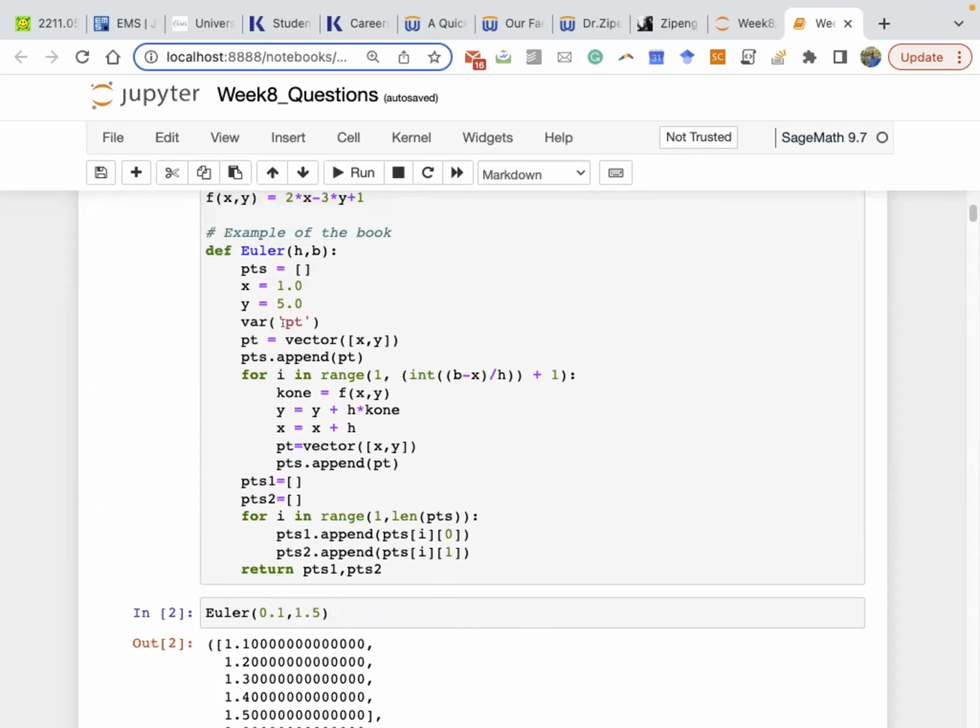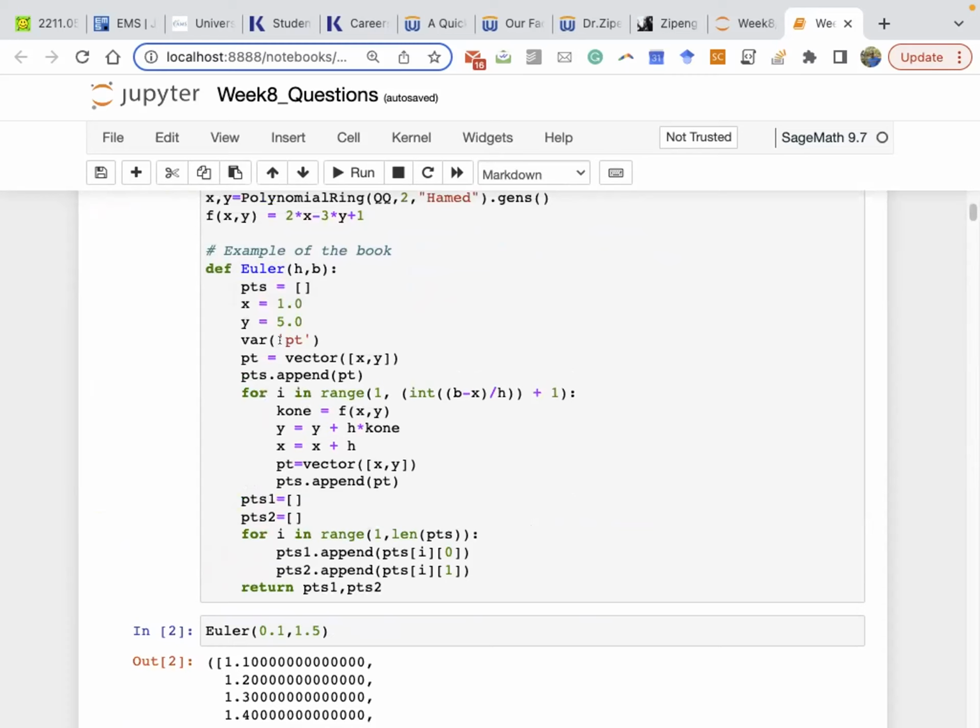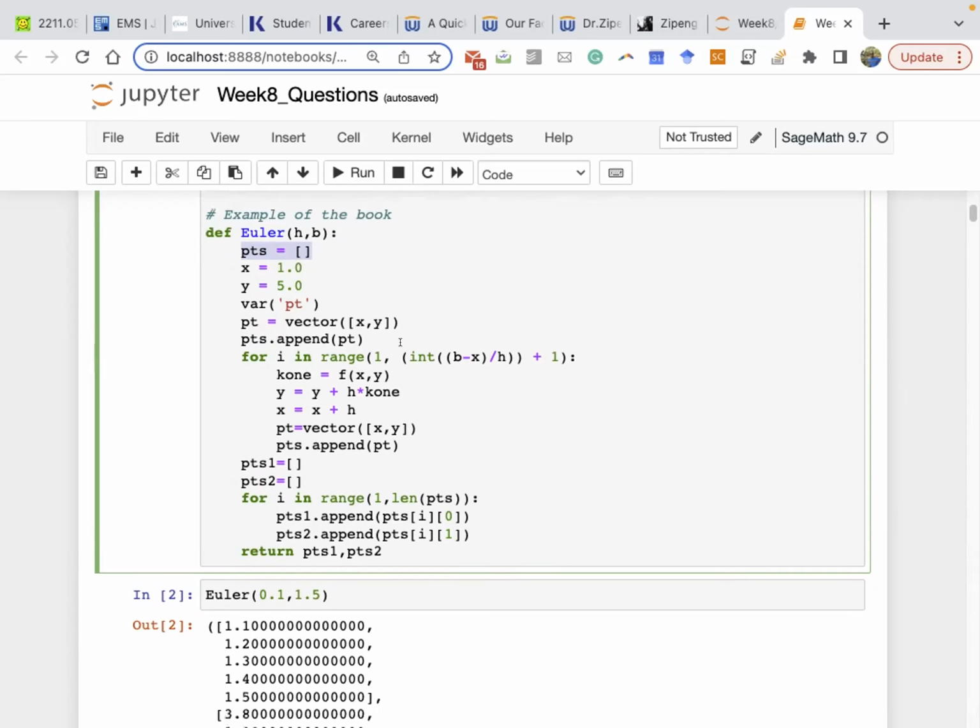This PT will be a vector pair. This is a variable. This is another way to define variables. This is a pair including XYs. And we append these XYs to a list of points. What is points? Points is a list of vectors. A list of vectors is called tuples in Python. Okay, a list of the vectors. It is not a list. A list is just a set of numbers.